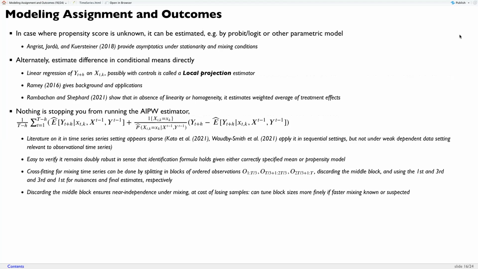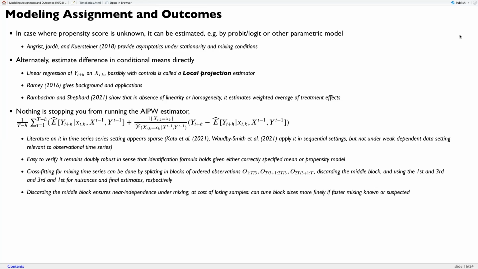So if you know the propensity score, that's great. Of course, you usually don't. In the stationary ergodic mixing case, you can estimate it, e.g. by a parametric model, probit, logit, etc. Angrist, Jordà, and Kuersteiner describe properties of this IPW estimation for time series, for stationarity and mixing. Alternately, you can estimate the difference in conditional means directly. If you do this by linear regression of y_{t+h} on x_t, possibly with controls, that's called a local projection estimator. And the Ramey survey describes uses of this in macroeconomics.